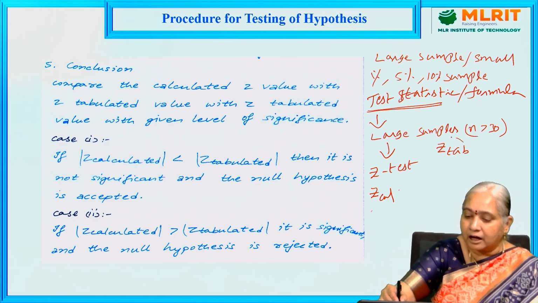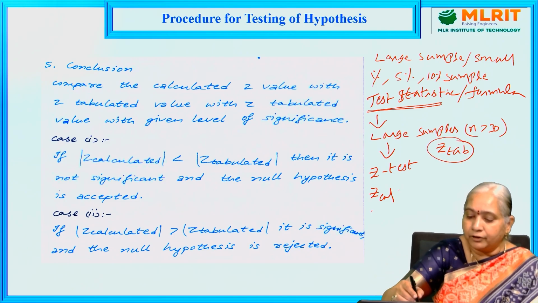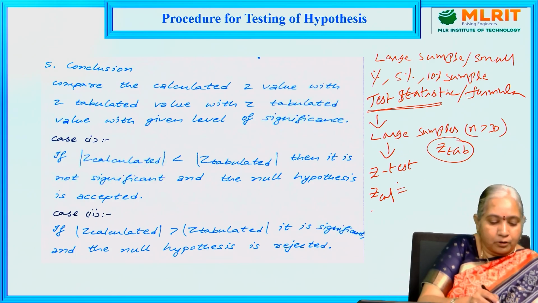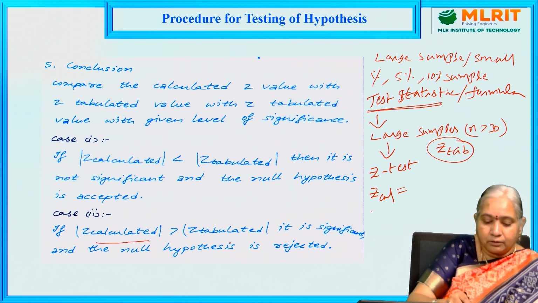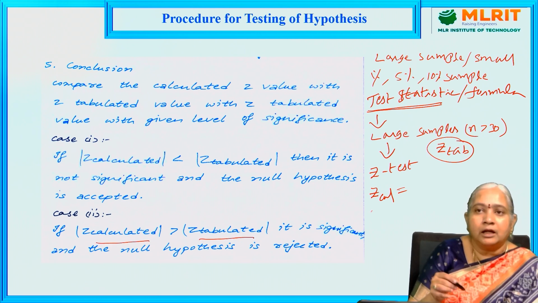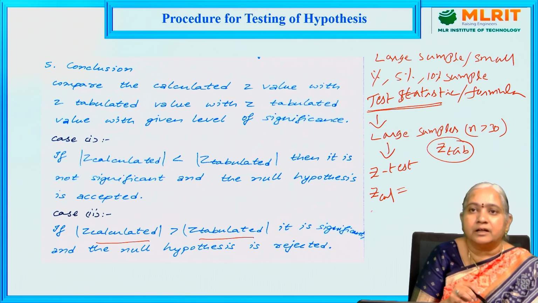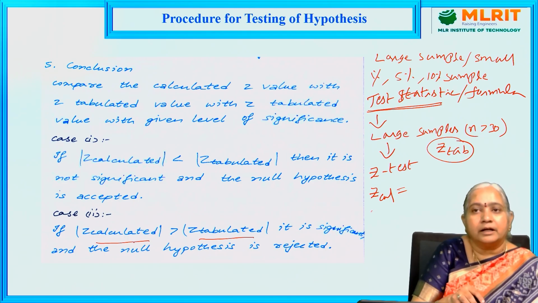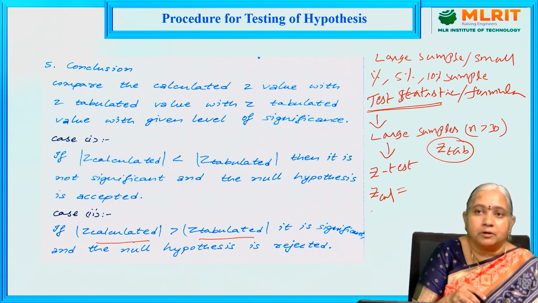So what is the tabular value? And what we calculated for the z-test is the calculated value. We compare both the calculated value and the tabular value. If our calculated value is less than the tabular value, then we accept our claim. Otherwise, we reject the claim. That means if the calculated value is greater than the tabular value, we reject our claim.